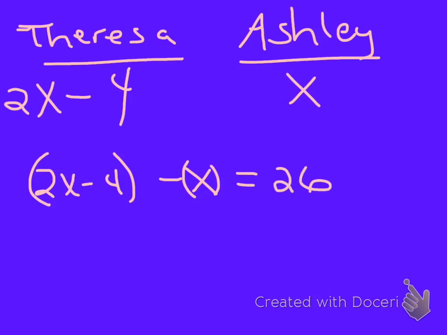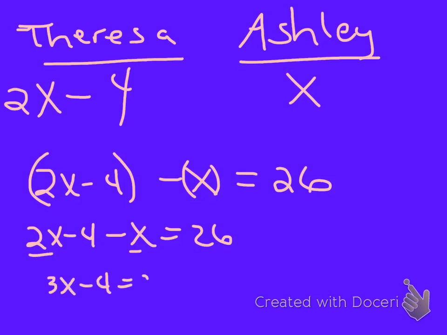Now we have our equation. This is the trickiest part, to find the equation. After that, solving the equation isn't usually as hard. And so when we have this subtract, we would distribute it if there was a bunch of things, but since there's not, we'll just go 2x minus 4 minus x equals 26. And then we do what? So these become 3x minus 4 equals 26.